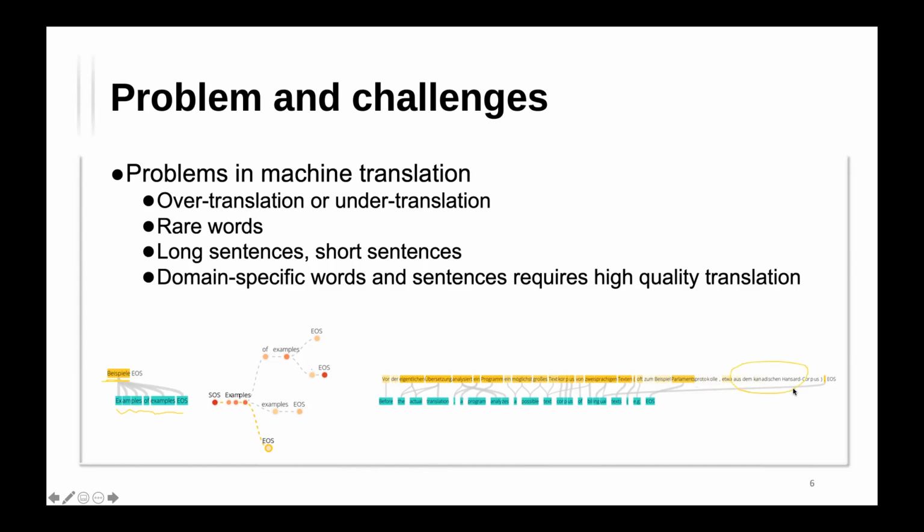The second problem is called rare words. It means if you train your recurrent neural network on some general text, and then you input some new documents that contain words that are not in your general text, then the model might give the wrong translation.